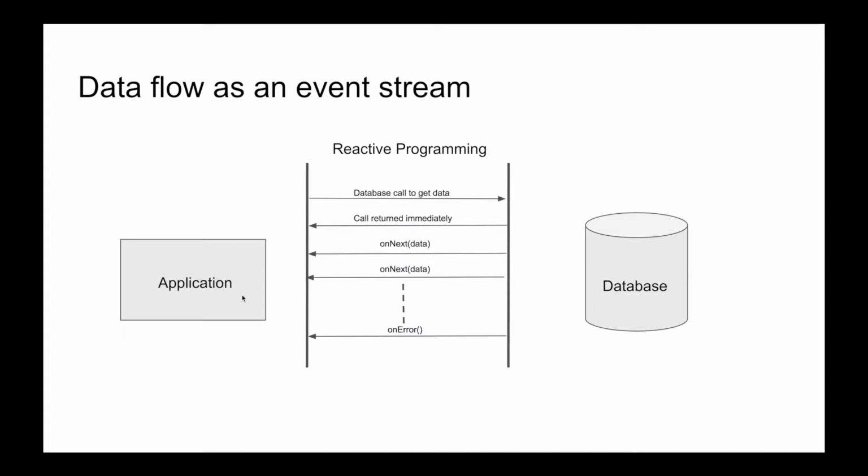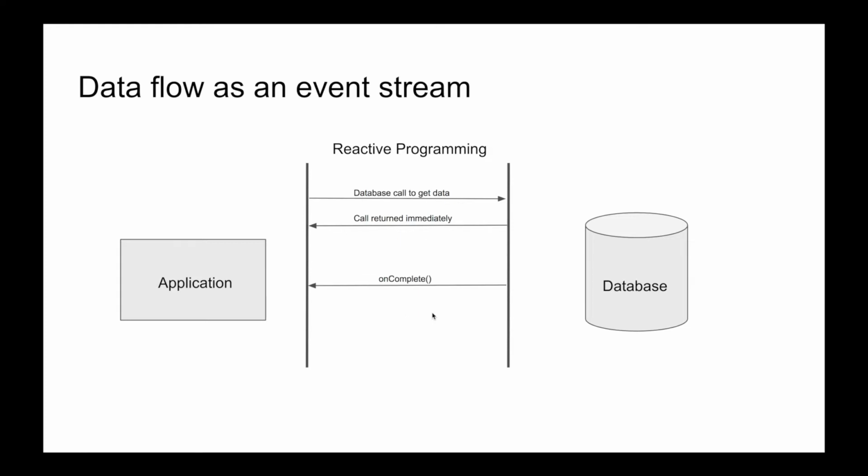Let's see another scenario. In this scenario, the application makes a database call to get the data and the call returns immediately. After that, the application receives the onNext signal with some data. And then after some time, the application receives an onError signal. That means some error occurred during the transmission of data.